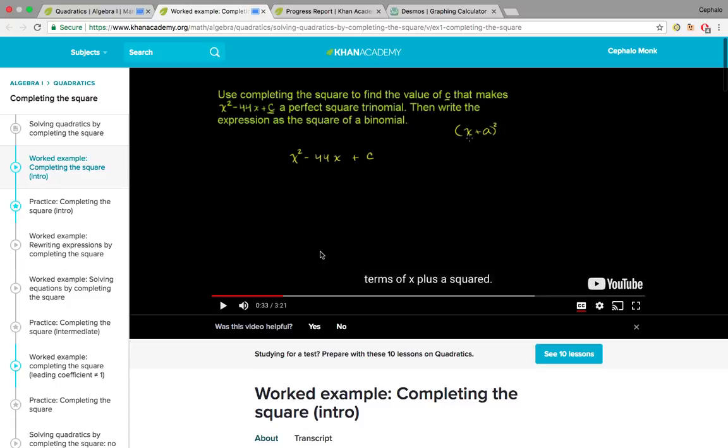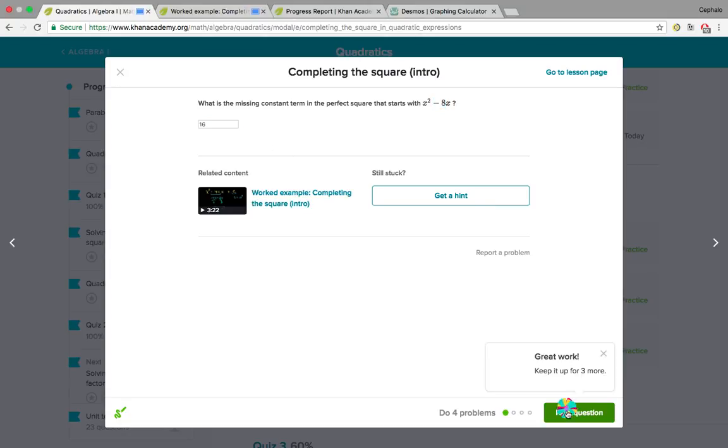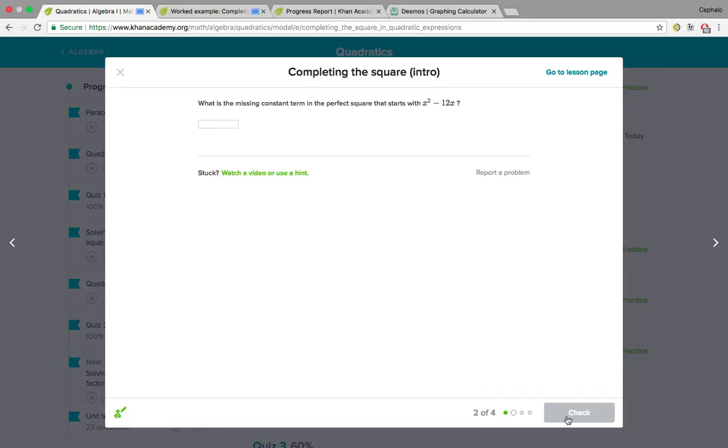So x plus a times x plus a is x squared plus 2a plus a squared. Oh my god, that's awesome, because what we have here is negative 8, right? If we have 2a, we divide that by 2. So we get negative 4 as our a, because 2 times negative 4 is negative 8. So we have negative 4 squared, 16. Awesome. That was cool. Okay.